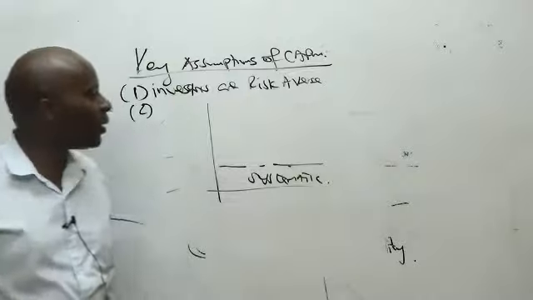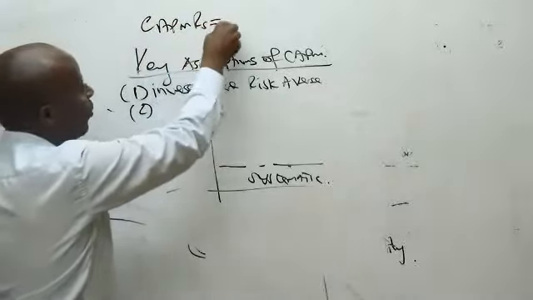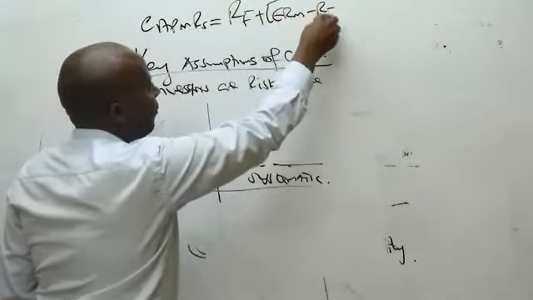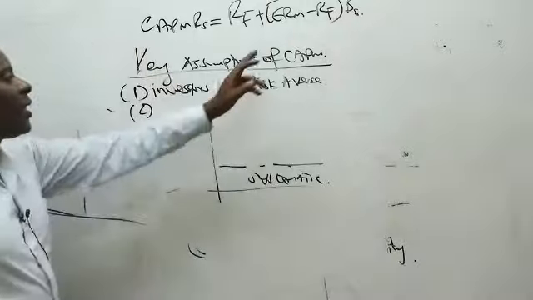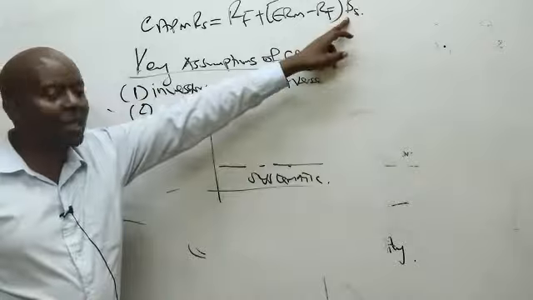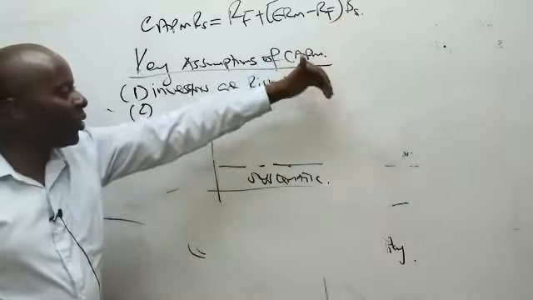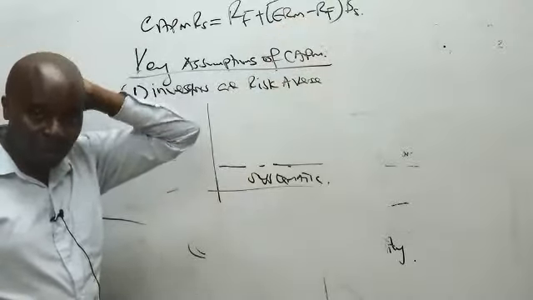Ladies and gentlemen, remember we have the CAPM equation. CAPM returns equals risk-free plus ERM minus risk-free, multiplied by the beta of a security. So the first assumption you have given me is as regards this beta. Because of the risk factor, risk has to be minimized, and therefore you are assuming that these people are risk averse.